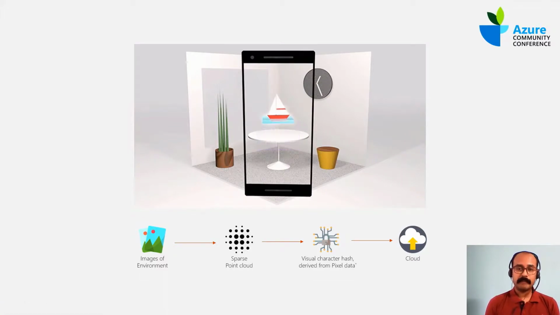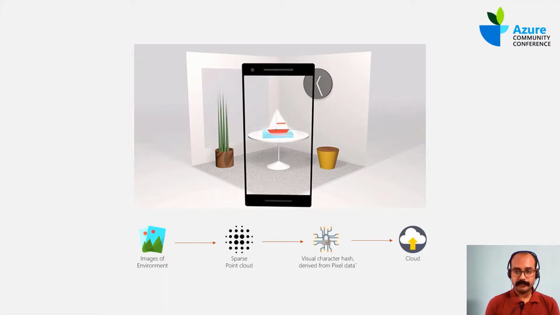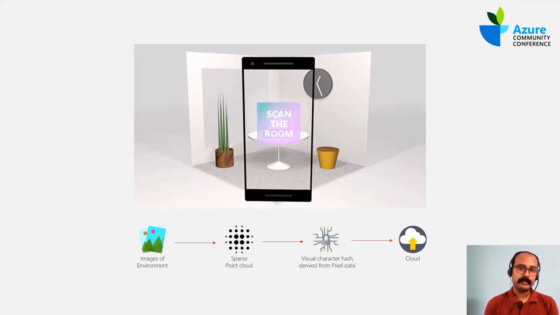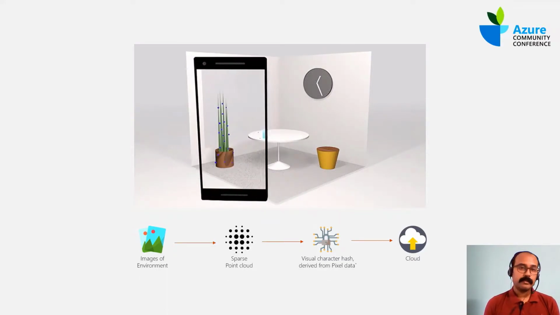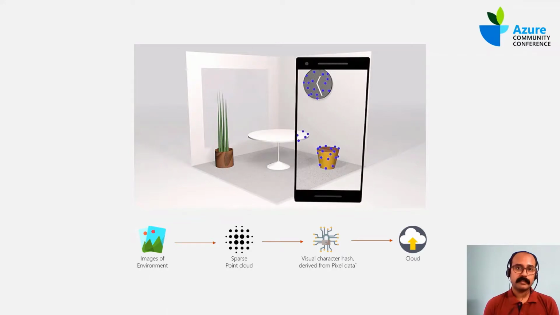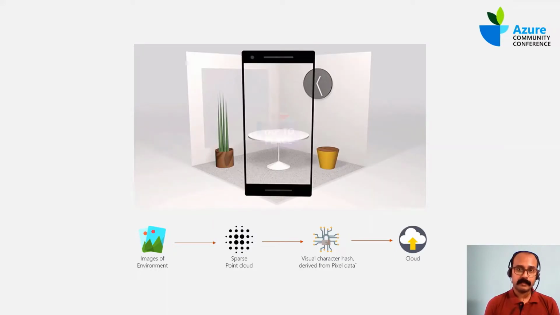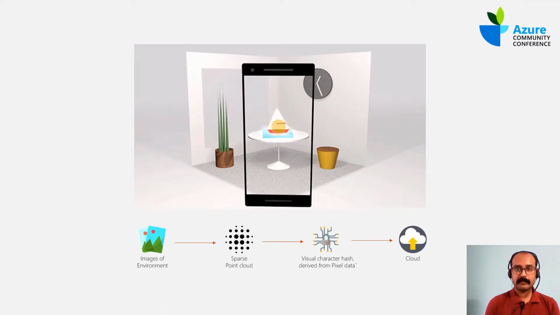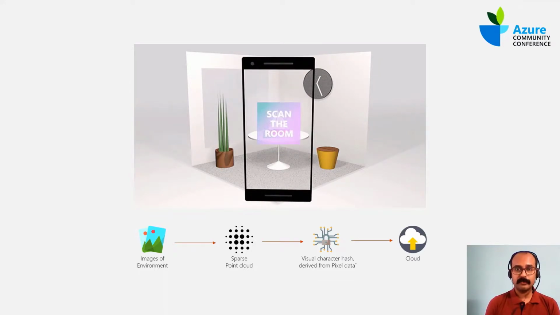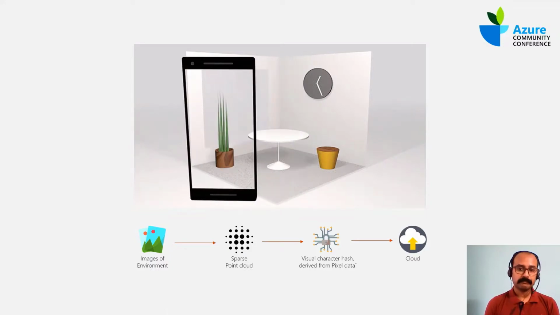First, you have to place an object in your space. Then you will scan the environment. When you scan the environment, the Azure Spatial Anchor SDK captures images from the environment. From that, it creates a sparse point cloud. This point cloud is converted into a hash, and this hash value is stored in the cloud service.